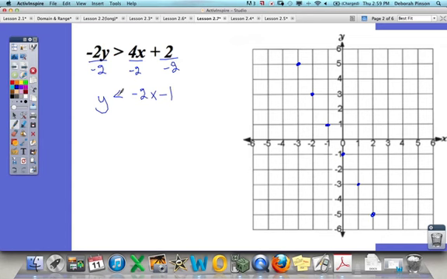Okay, now I need a dotted line because my line is not part of my answer. There's no equal to. So this is a boundary. It's not actually part of my answer. And then I need to shade where it's less than. So here's -1. It's less than below that. So I'm going to shade down here. Maybe I can get a little bit closer to my line here.